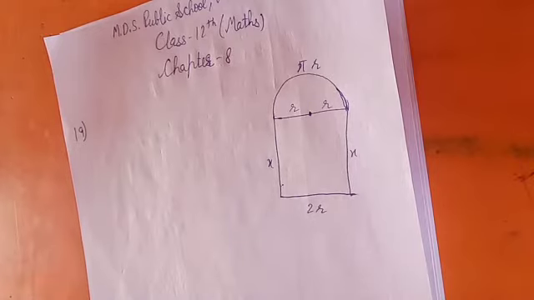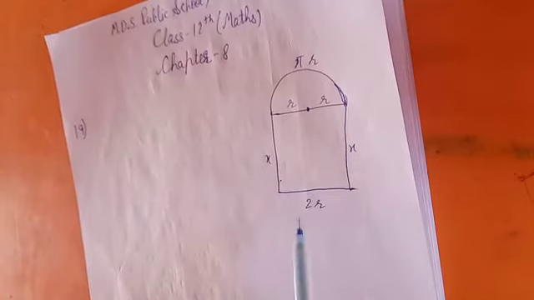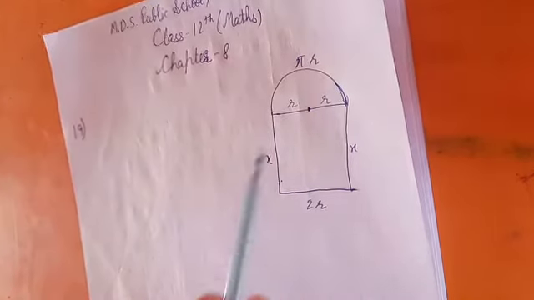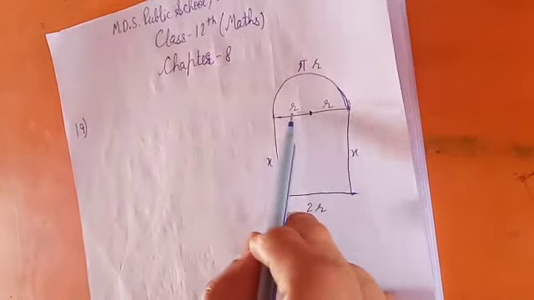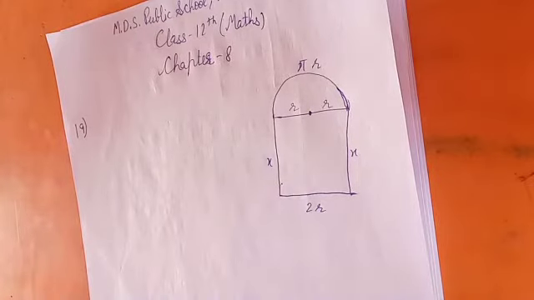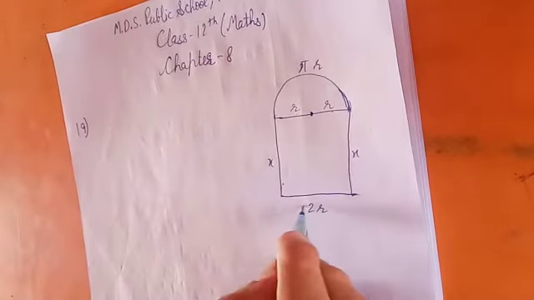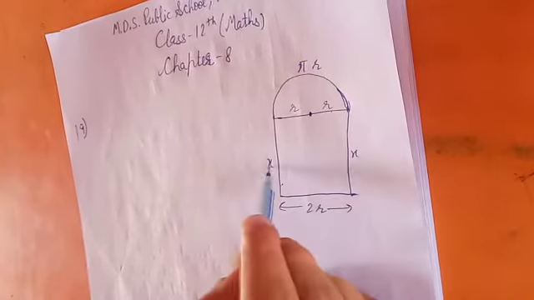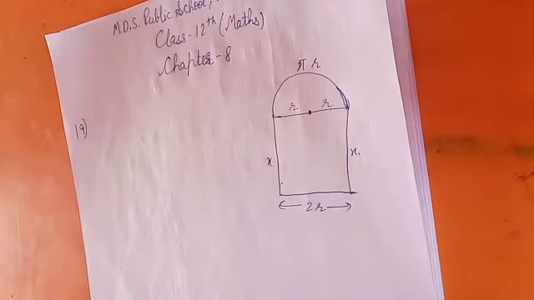Question number 19 is: a figure consists of a semicircle with a rectangle on its diameter. It is the figure given in your book, where a rectangle has a semicircle placed on it, and one of the sides of the rectangle is on the diameter of the semicircle. It is given that this length is r, this is also r, so this total becomes 2r. This length is x, and the perimeter of the semicircle is pi r.